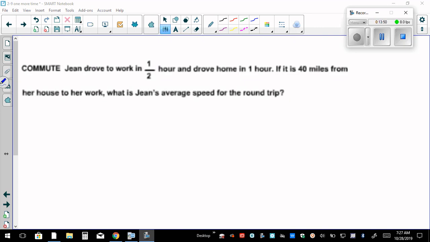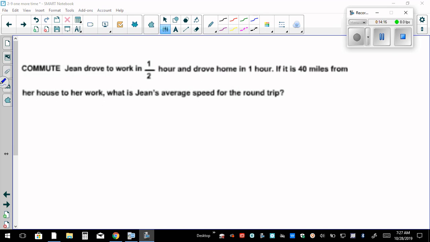Okay, guys, now we're going to look at a rate problem. And there's a formula that you need to probably memorize for the SAT and some other things. It says commute. Jean drove to work in 1/2 hour and drove home in 1 hour. So it took her 1/2 hour to get to work and 1 hour to get home. If it is 40 miles from her house to her work, what's her average speed for the round trip? Now, you can't just add these up and divide them by 2 because there's different speeds.